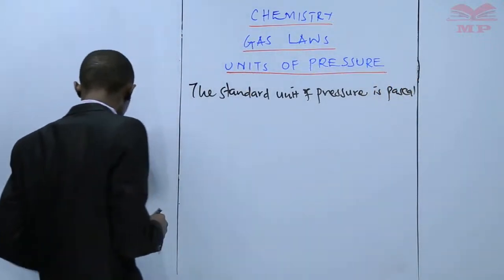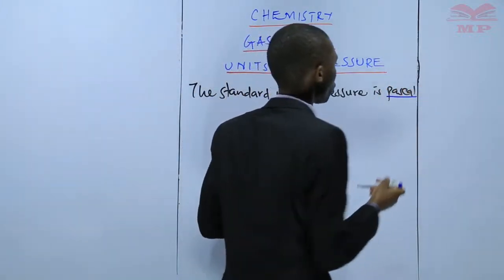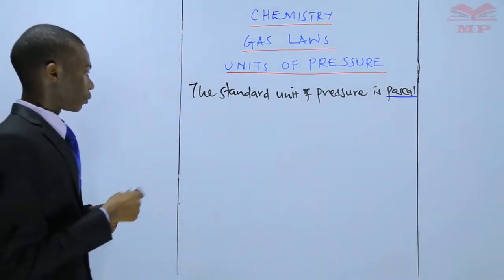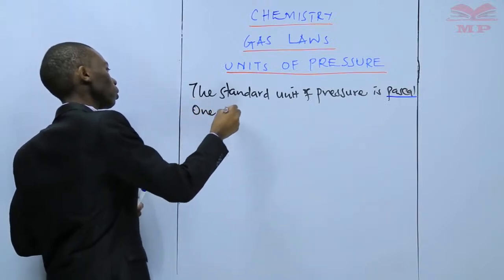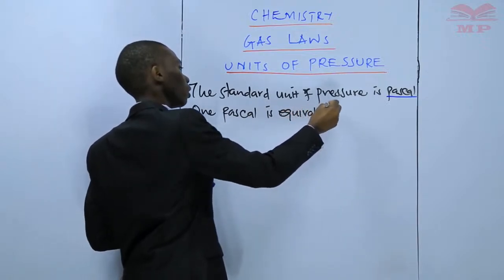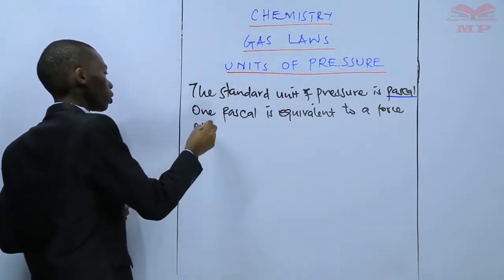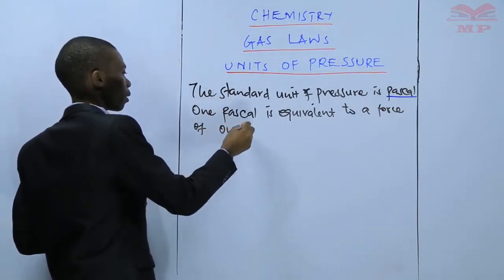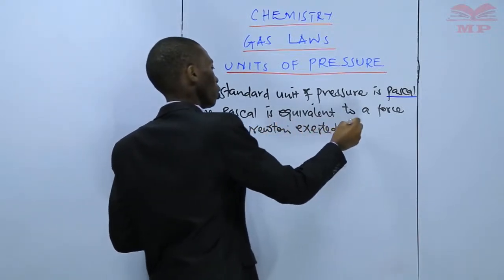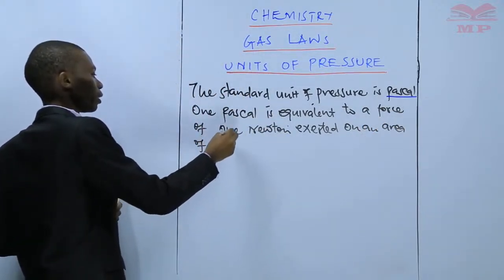The standard unit of pressure is Pascal. So Pascal, that is the standard unit of pressure. 1 Pascal is equivalent to a force of 1 Newton exerted on an area of 1 meter squared.